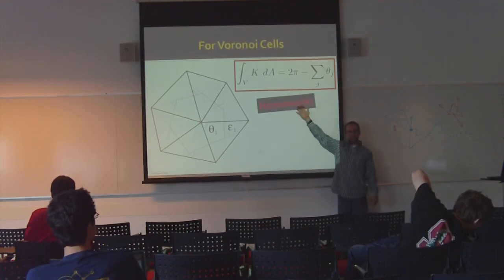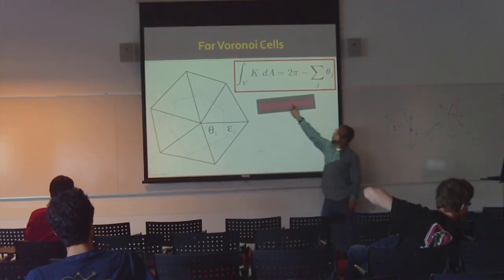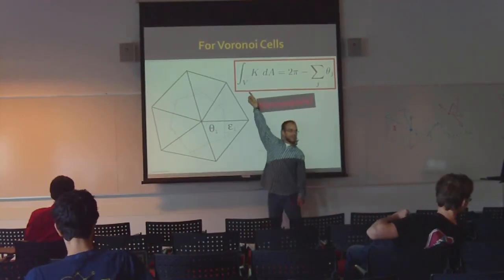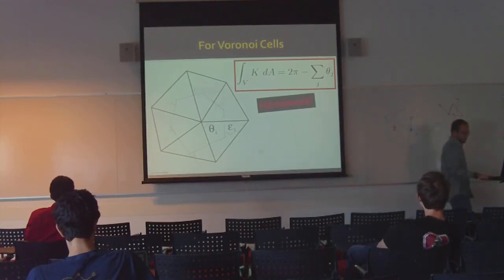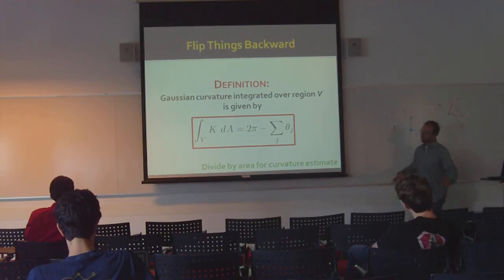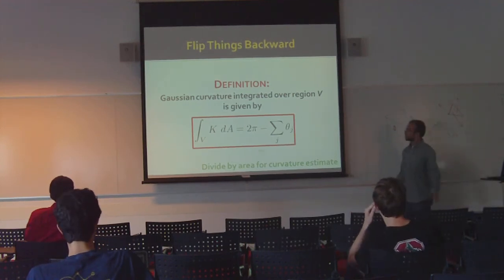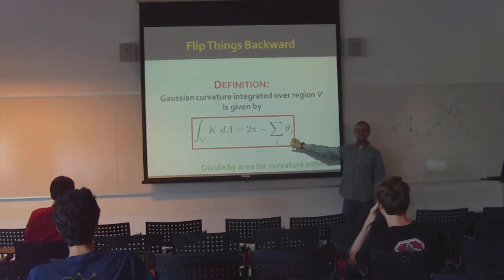So we've got to be really careful when I measure the curvature of a mesh. This number is integrated over V. If I want an approximation of K, I've got to divide by the area of V. But anyway, this is an easy way to compute curvature, at least Gaussian curvature. And we flip things backward. We say we will define the Gaussian curvature at a vertex of a mesh to be this number that we have just motivated.